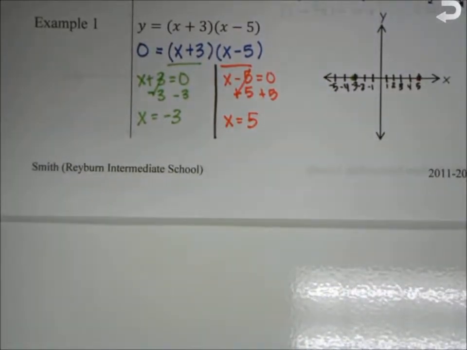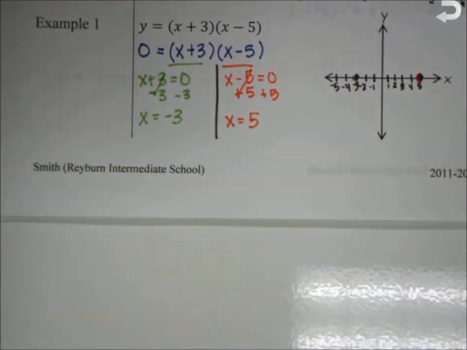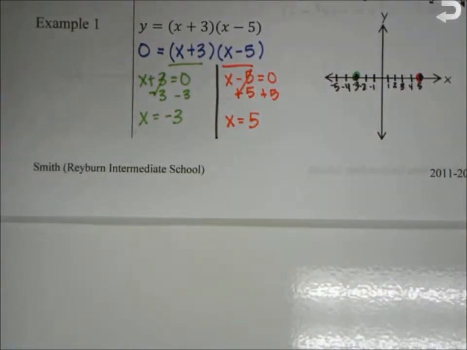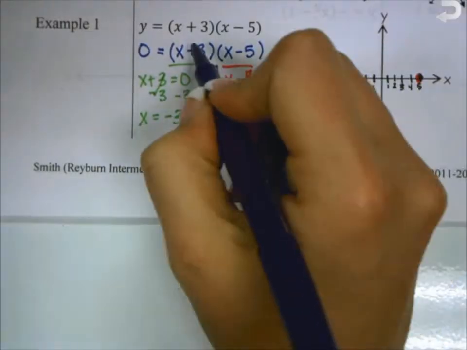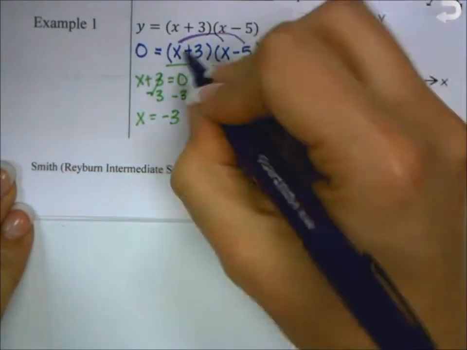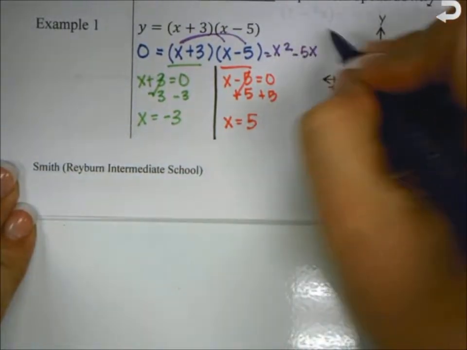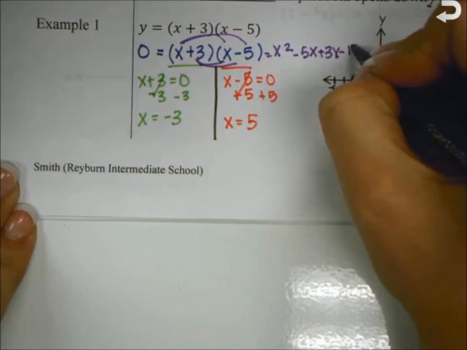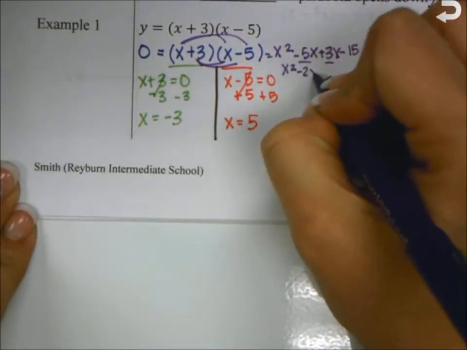So I need to look at the x squared term, or what's in front of the x squared. Now, since this one does not have a term in front of the x squared, if we were to FOIL all of this out, we would get x squared minus 5x, 3 times x is plus 3x, and 3 times negative 5 is minus 15. We combine those terms, so we get x squared minus 2x minus 15.